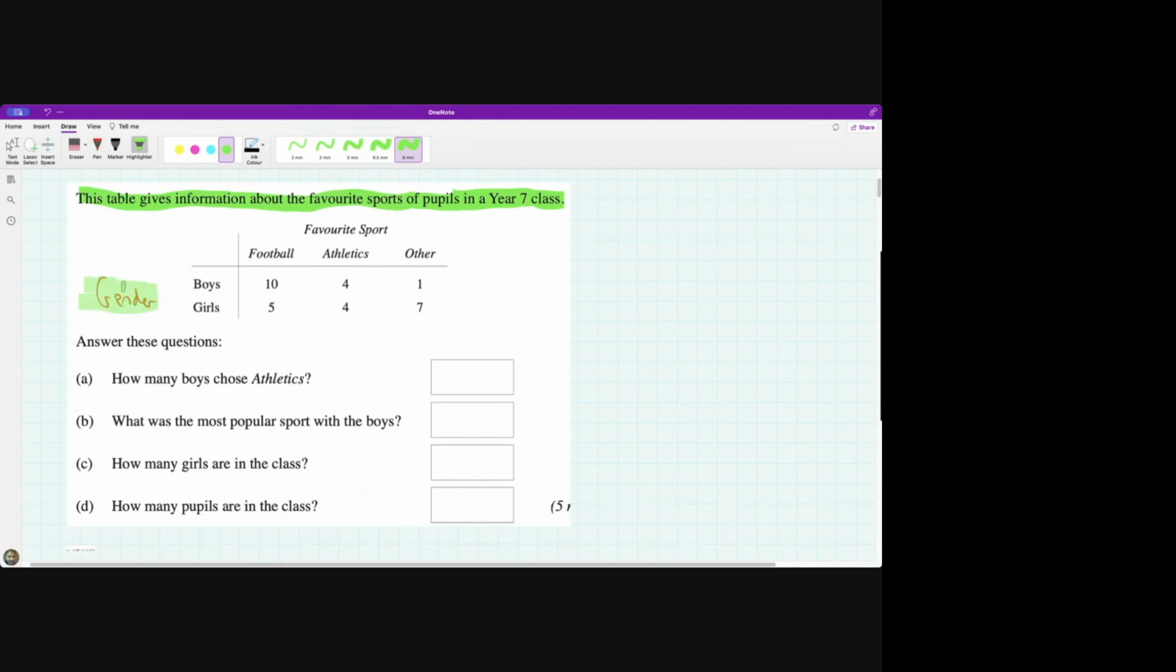So essentially, we're comparing these two. Let me use a different color just to make it easier. We see there are 10 boys who like football, 4 boys whose favorite sport is athletics, and somebody else has another sport. And then for girls, I want you to give me the answers for A, B, C, and D, and put them in the chat for me.